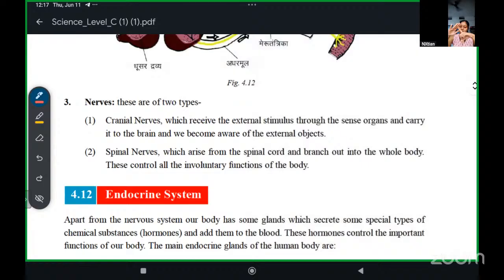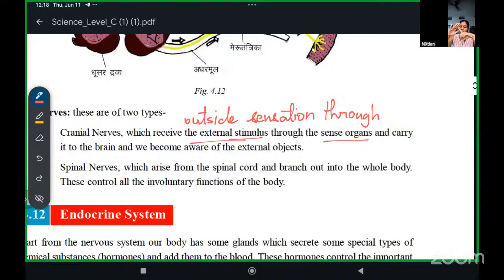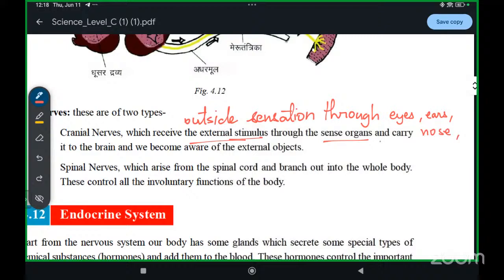They receive external stimulus, meaning outside sensation, through sense organs: eyes, ears, nose, tongue, and skin.